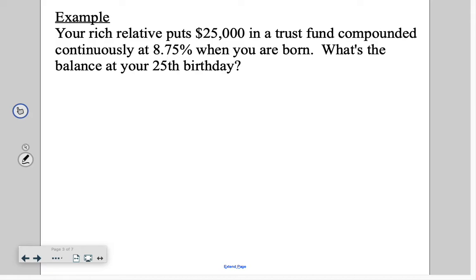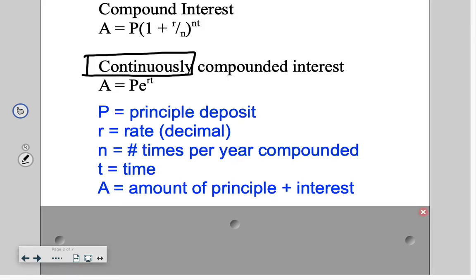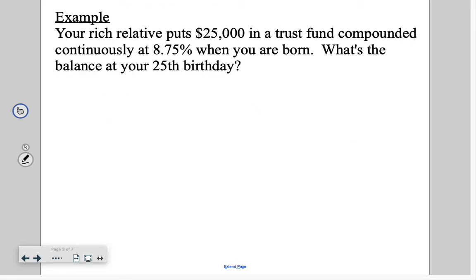First question, out of the two formulas that we just talked about, which one am I going to use? The first one or the second one? Why the second one? Continuously. There's the key word. If it said compounded quarterly, annually, whatever, then you know you're using the first one. So we are going to use the Pert formula.